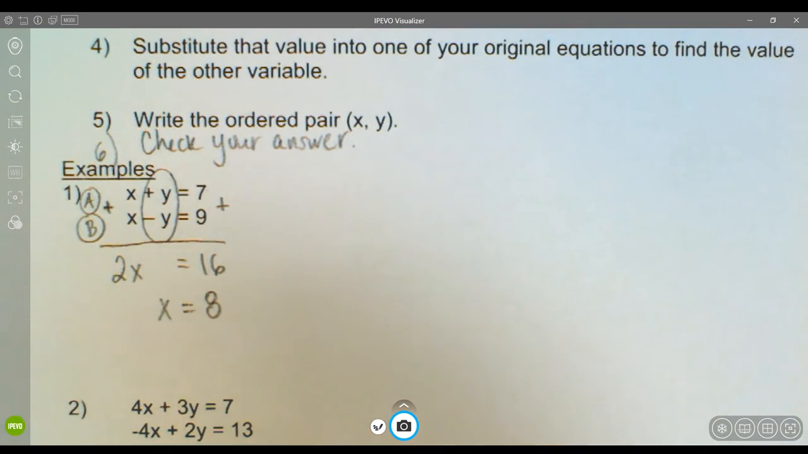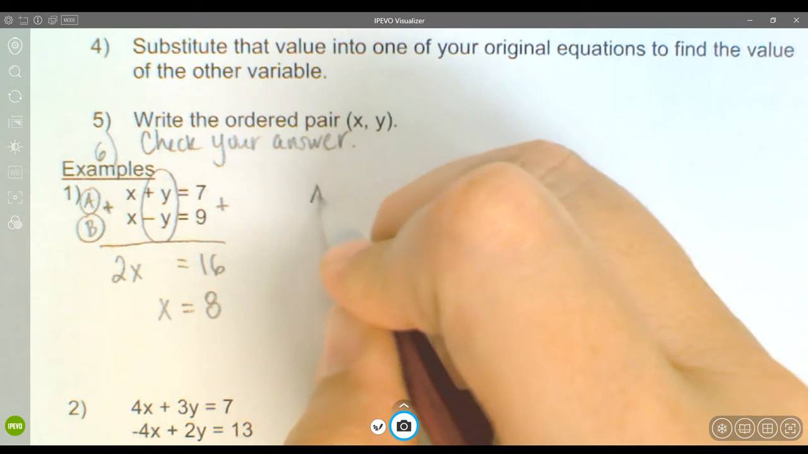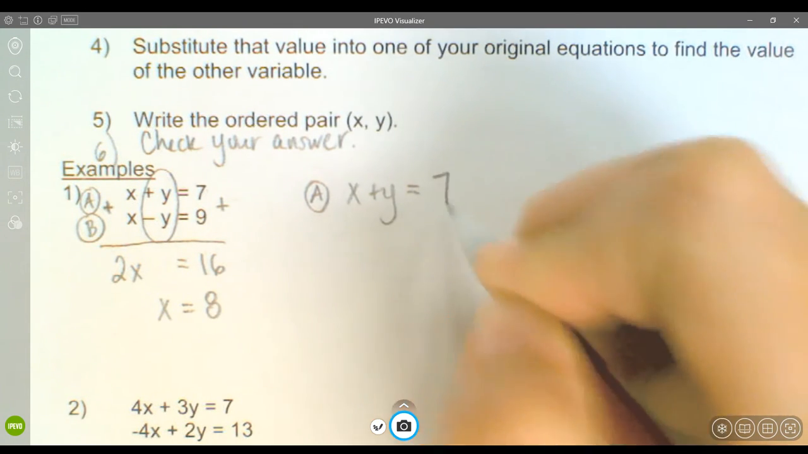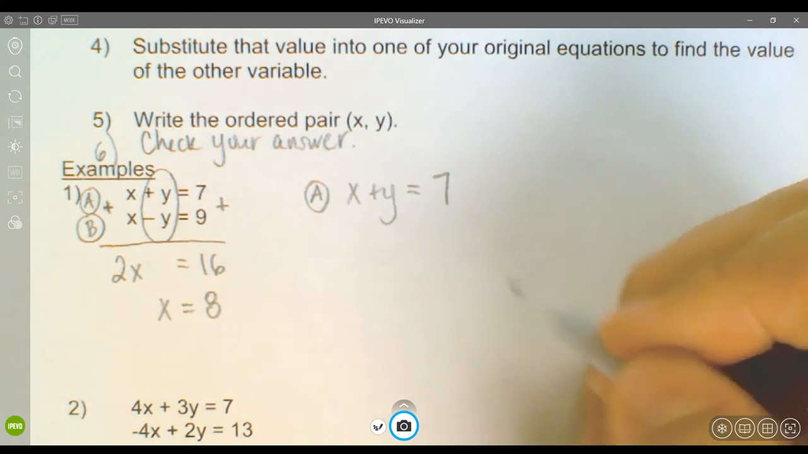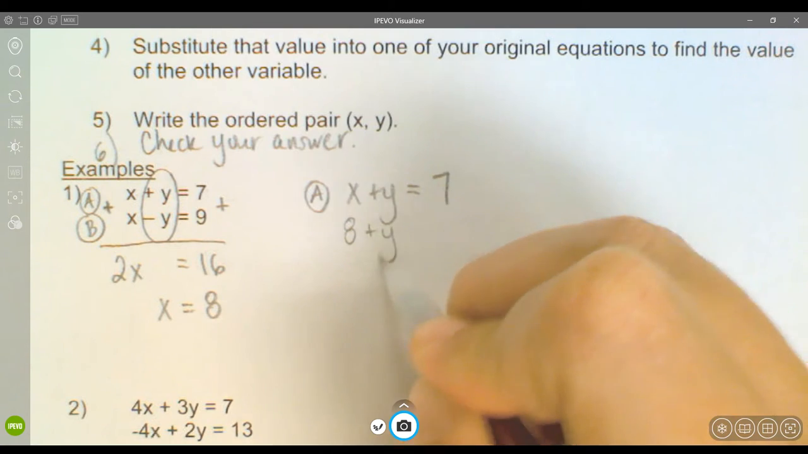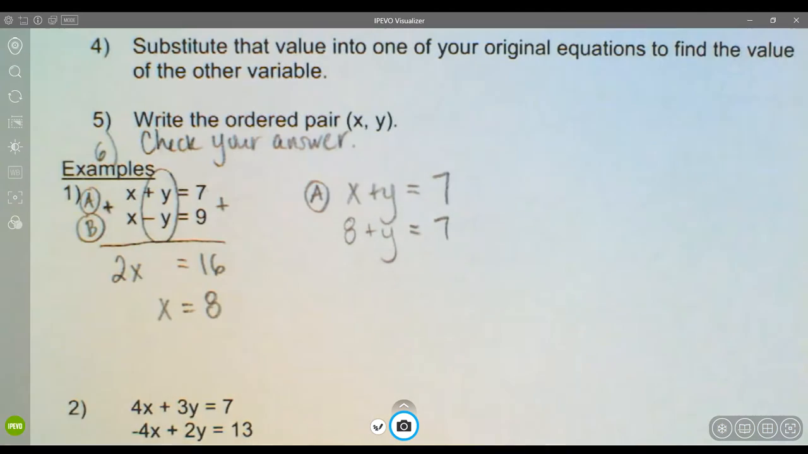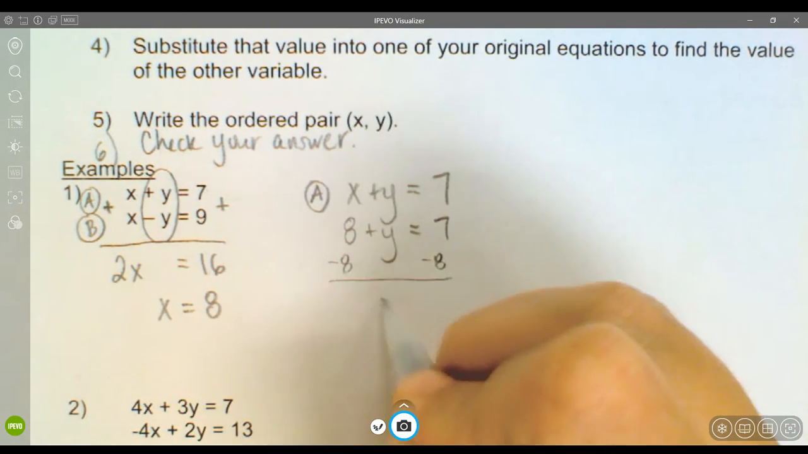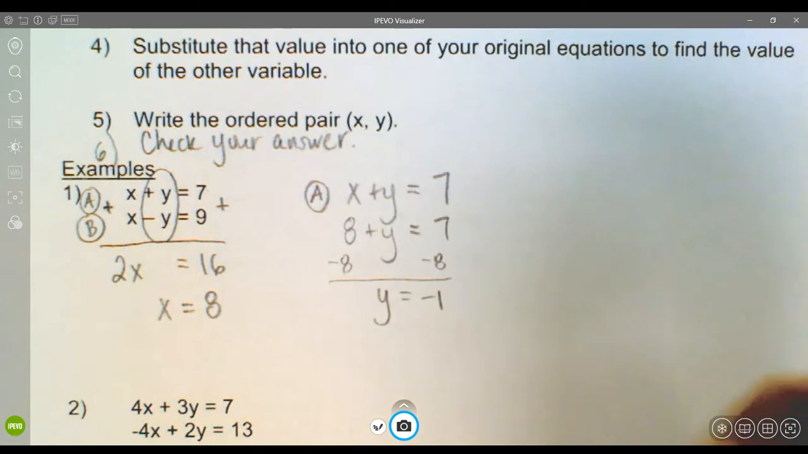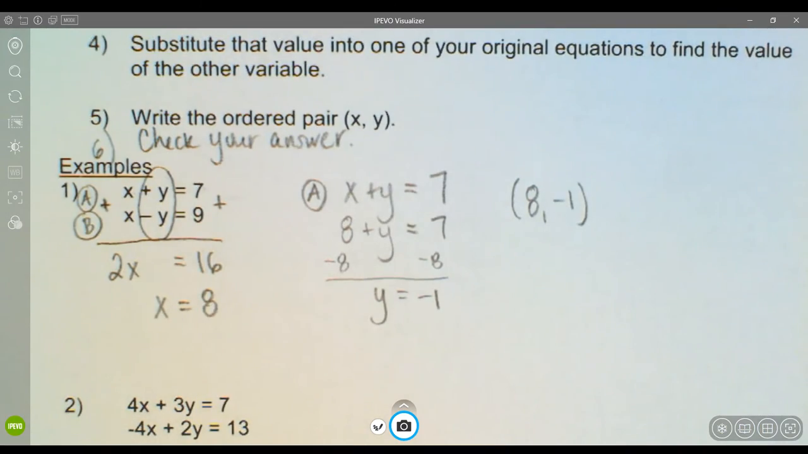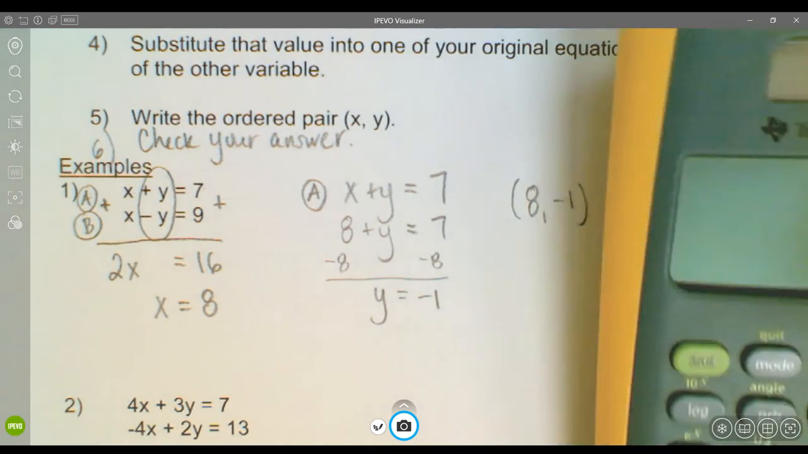I know what x is. Now I need to find y. And in order to do that, remember, I look for the simplest equation, and it appears to be equation A. I must substitute x equals 8. So my new one-step equation is 8 plus y equals 7. And in order to solve that, we will subtract the 8 from both sides. We find that y equals negative 1. So it looks like my ordered pair solution may be 8, negative 1.